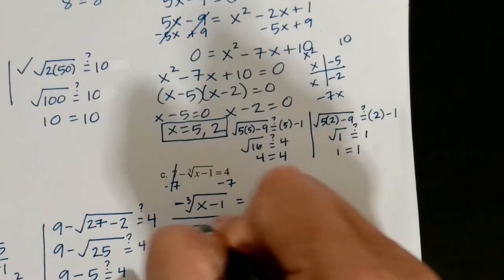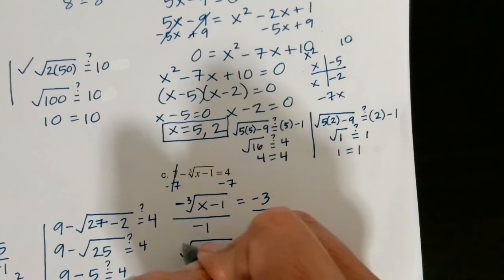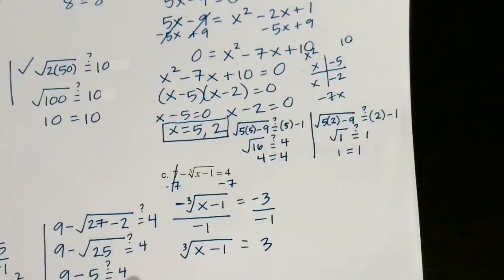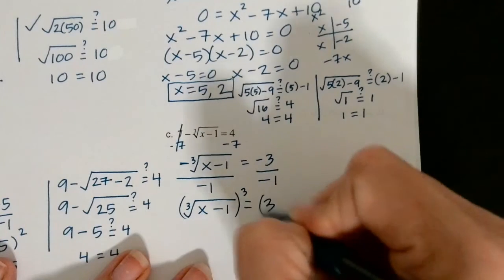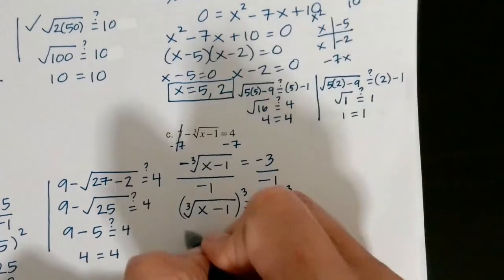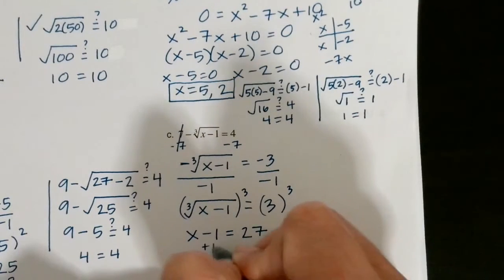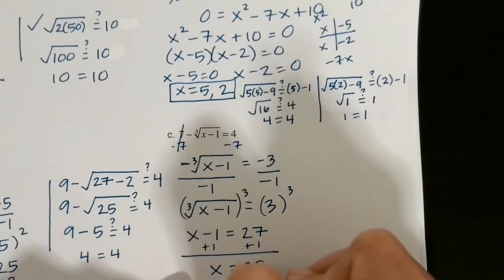And then now we're going to divide out the negative 1 because we need to isolate the radical. This is a cube root. It still needs to be isolated. So it equals 3. And then we're going to cube both sides. So I get x minus 1 equals 27. Add 1, and I get x equals 28.